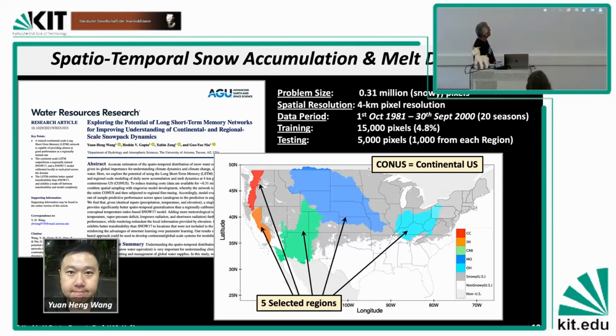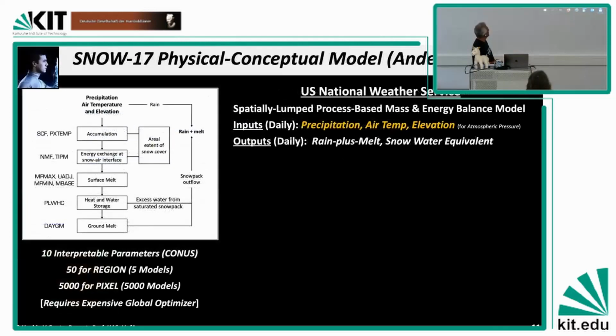So we're going to model over the entire continental US, but just these 5 selected regions. And we're going to compare it to the SNO-17 snow model, which is used by the National Weather Service right now for snowmelt prediction, particularly in the context of flood forecasting. So this is a physical conceptual model. It uses rainfall, air temperature, and elevation as inputs, and it computes snow dynamics as outputs. This is a much simpler model.